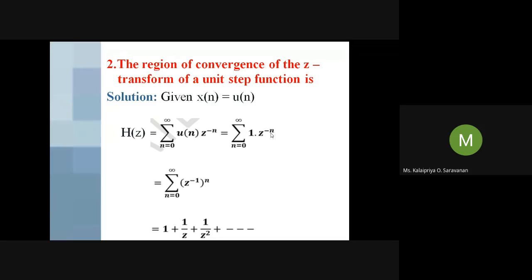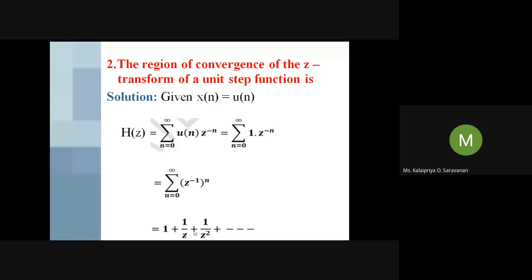So this simply goes as z power minus n. What we are doing here is getting into the summation of series formula. We want to use the summation of series formula, so we write it as z power minus 1, the whole power n, n equal to 0 to infinity, a power n. Our a is nothing but z power minus 1. The formula is 1 by 1 minus a. Otherwise, you can expand it as 1 plus a plus a square plus a cube, etc.